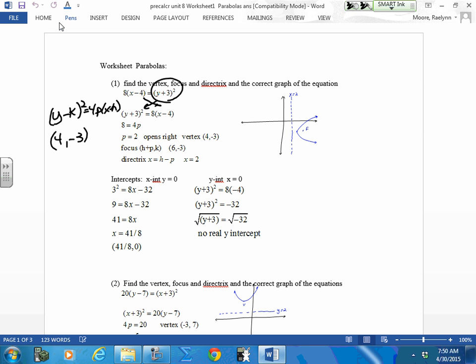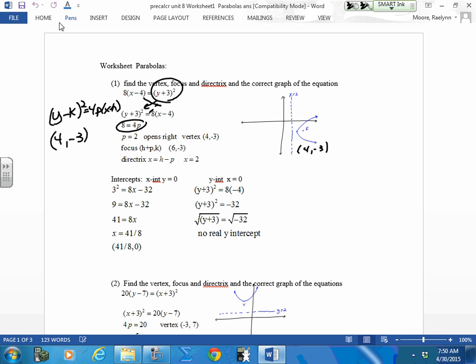Then find P. 8 is equal to 4P. If P is positive, it opens to the right because it's a Y squared. And start with that. Your focus is 2 over. If it helps, I like to write my vertex right near this so that I could say 2 over, 6, -3. 2 this way, X is equal to 2. If you're changing the X, then your directrix is an X equal. If you're changing the Y, then your directrix is a Y equal. If you need to, start with the point first and then make a line.